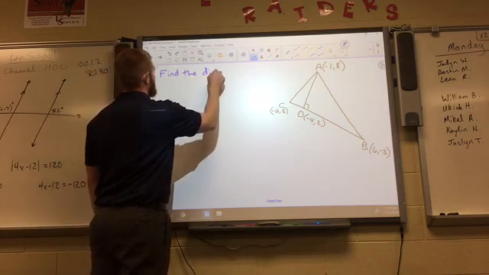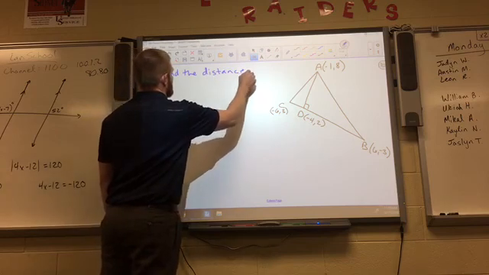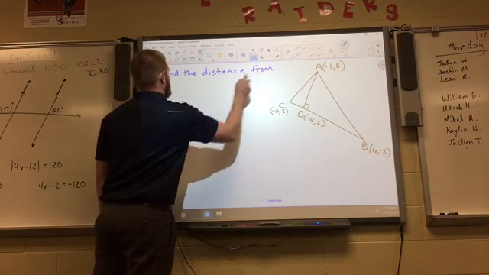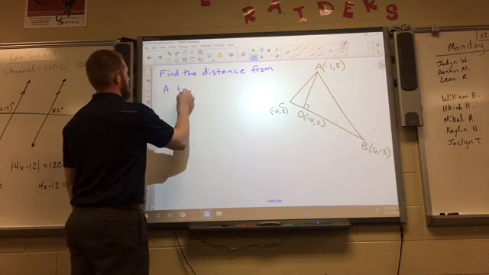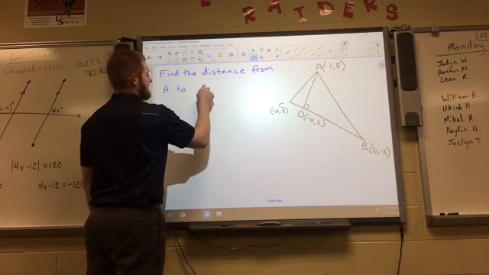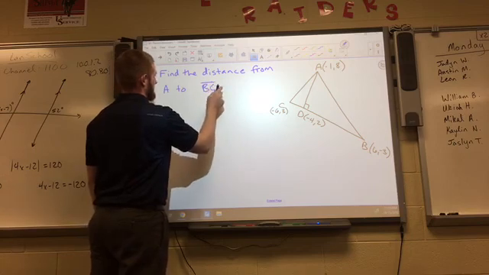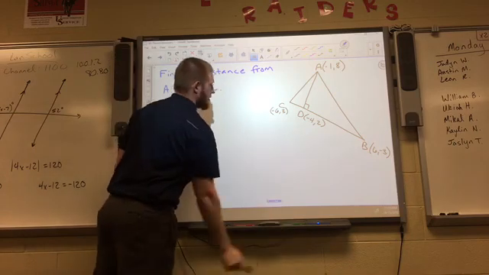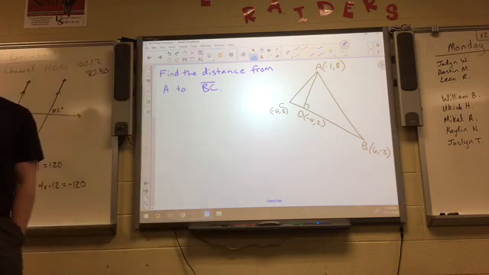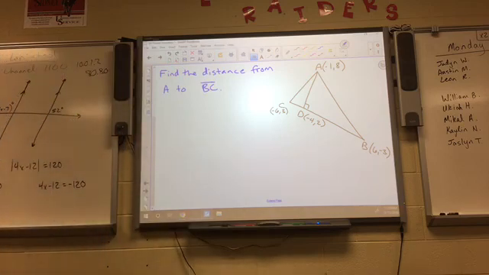Directions say find the distance from point A to segment BC. How would I do that? Okay, yeah, let's say I can't use a ruler. I use the distance formula.